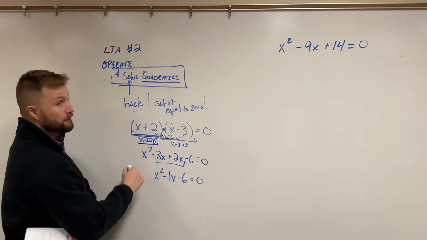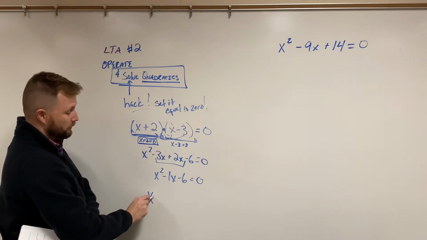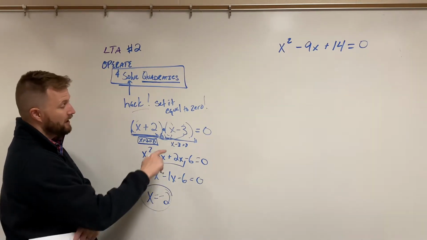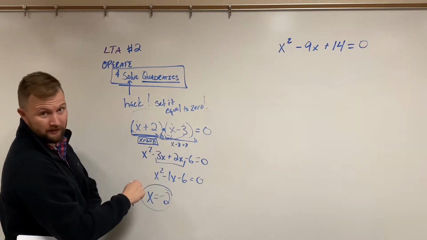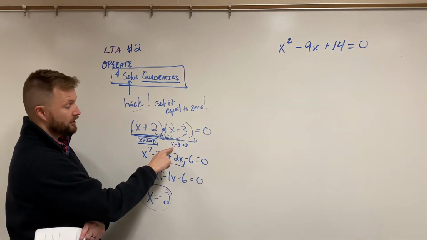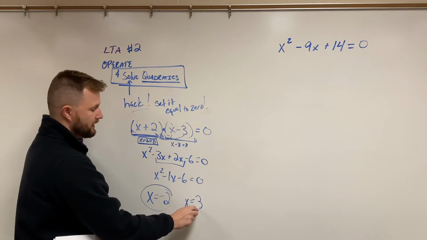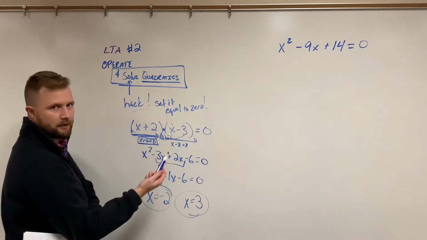So I think you could do this in your head. What plus 2 equals 0? Well, that would be negative 2. And what minus 3 is 0? 3 minus 3 is 0. So those would be my two answers for my x squared equation.